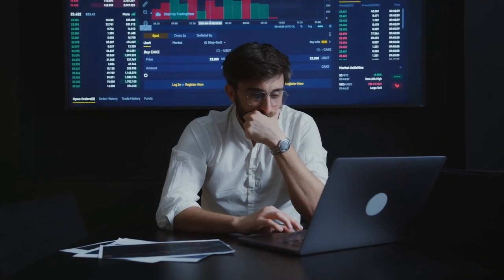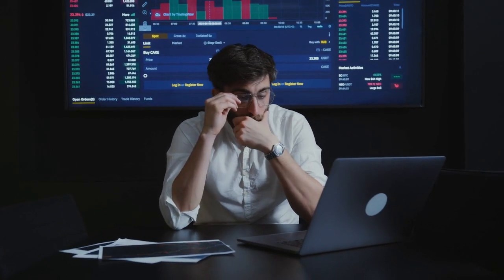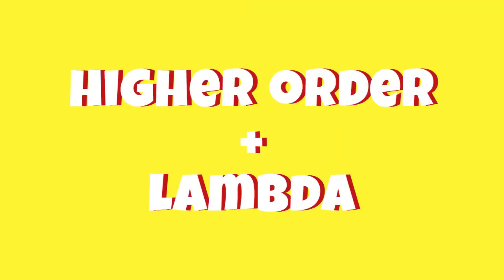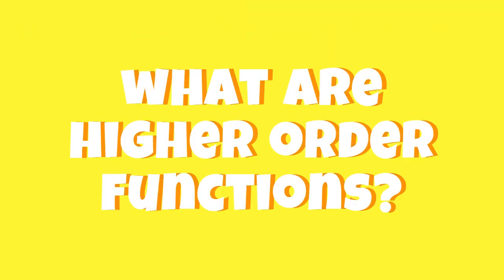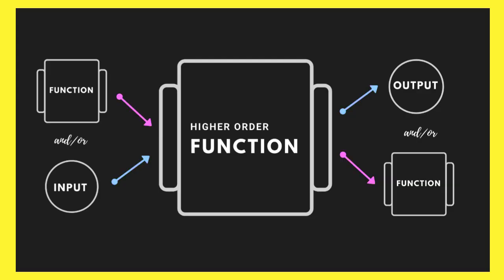Now that we know the differences, let's see why we use Lambda functions. Lambda functions are mainly used with higher order functions. But what are these higher order functions? A higher order function is a function that takes a function as an input or returns a function as an output. Let's see some examples to concretize the understanding.